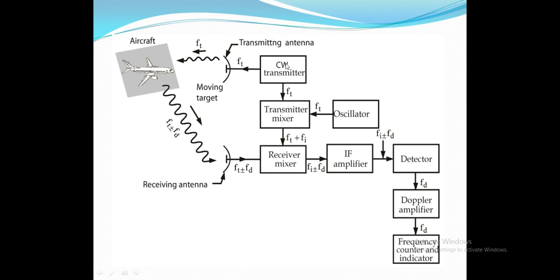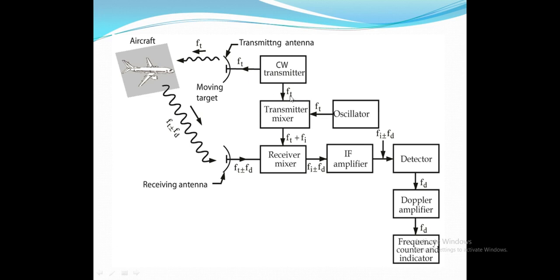In this, the continuous wave transmitter will produce a continuous wave with a frequency of Ft. This signal is radiated towards the target by using a transmitting antenna. By using this transmitting antenna, the signal Ft is radiated towards the target.